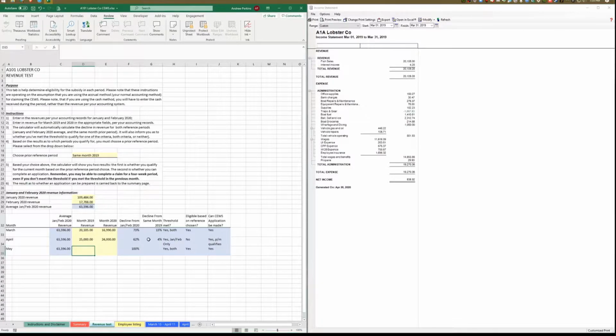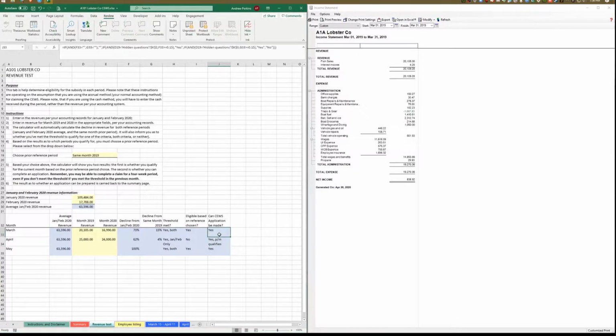So you'll see that in this case, there's only a 4% decline in the revenue. So is the threshold met? Yes, but only based off of the decline compared to January and February. Is it eligible based on the reference period chosen? No, it's not, because again, we're comparing to the same month of the prior year. But can we make an application? Yes, we can, because we qualify the prior month.